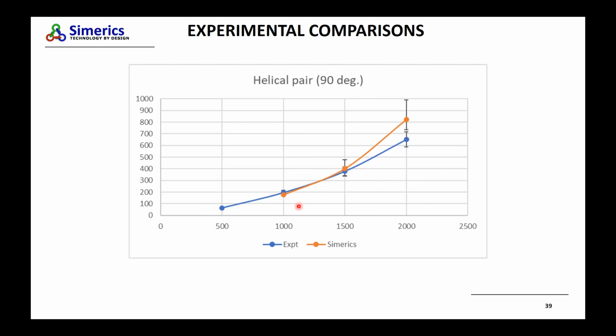And in terms of the experimental comparison, again, we can show here that we are capturing the trend as well as the numbers quite reasonably well in terms of the churning loss. So we can see the experimental data in blue and the Simerics data in the orange.